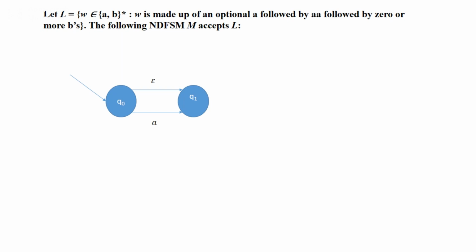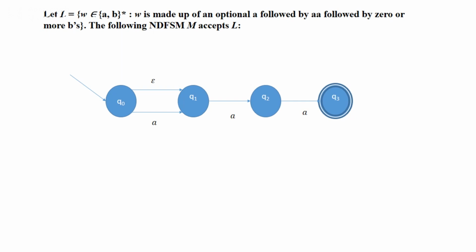Then after the optional a, you have two a's. How do I identify two a's? For the first a, you take one more state, and for another a, you take one more. So this will give you aa. Then followed by 0 or more b's. Now when I say 0 or more b's, what is the requirement? Till aa it is required, and after that even if you don't supply b, it is fine. That means you have to make Q3 an accepting state.